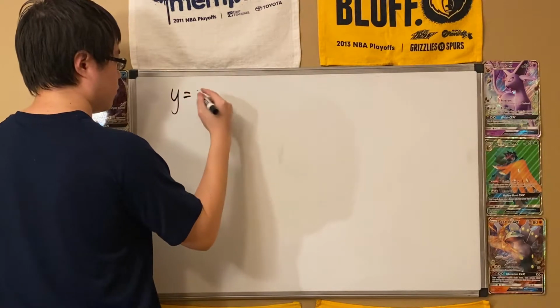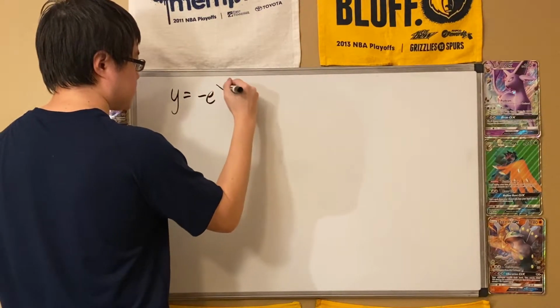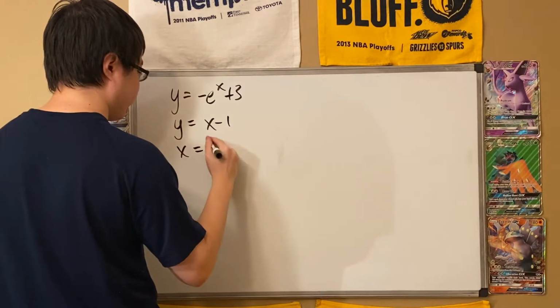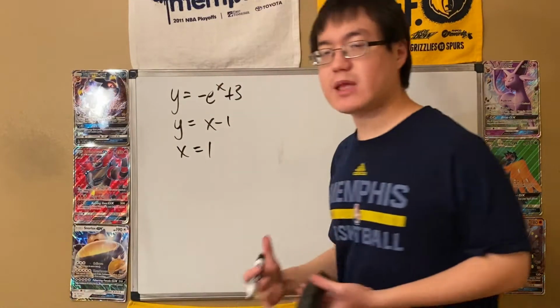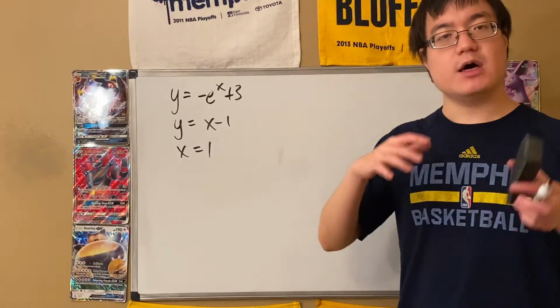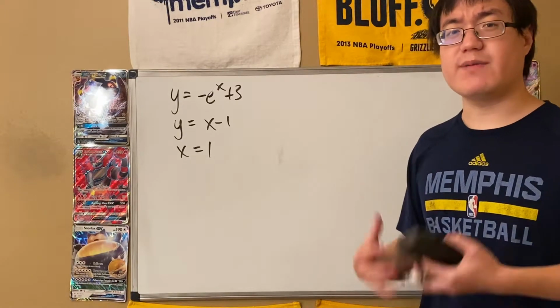y is equal to minus e to the x plus 3. y is equal to x minus 1. We also have the vertical line x equals 1. So sometimes they give you these vertical lines to cut off the region. As we did in the previous one, that region was naturally cut off by the intersections.